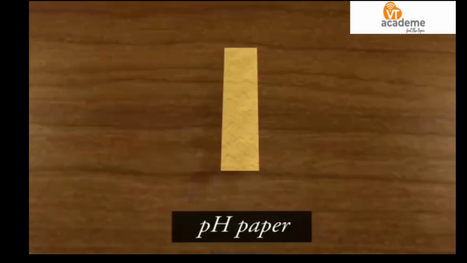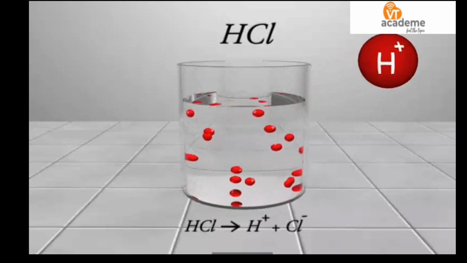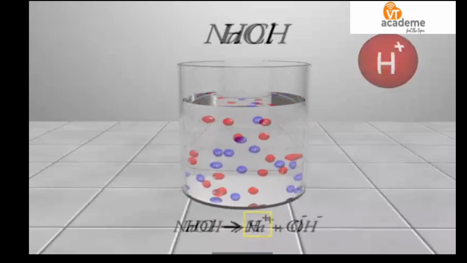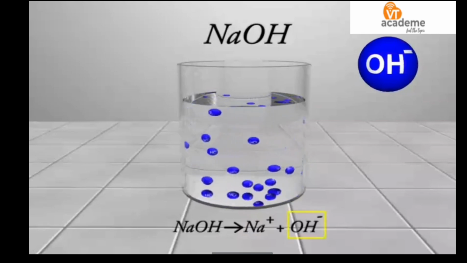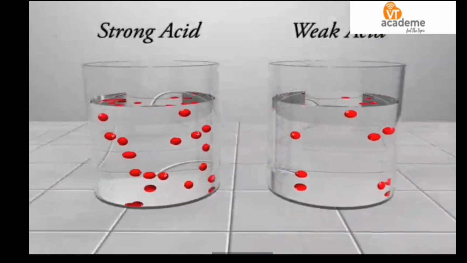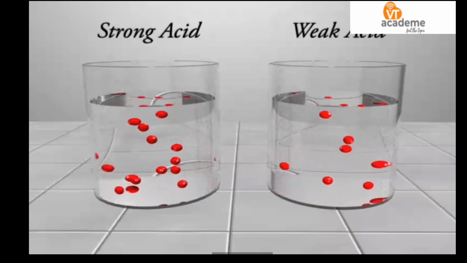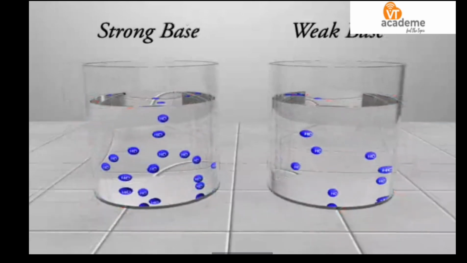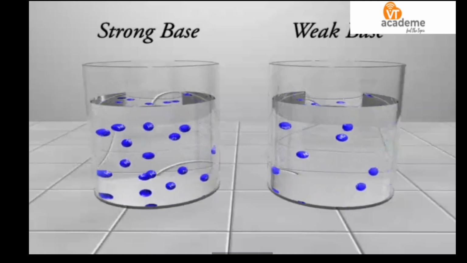Let us discuss this in detail. We know that an acidic solution contains hydrogen ions, that is H+ ions, and a basic solution contains hydroxyl ions, that is OH- ions. Another important fact to remember is that a solution with more H+ ions is more acidic. That is, a strong acid. While the one with more OH- ions is more basic. That is, a strong base.